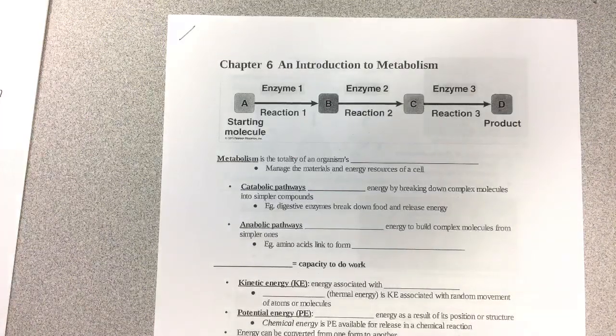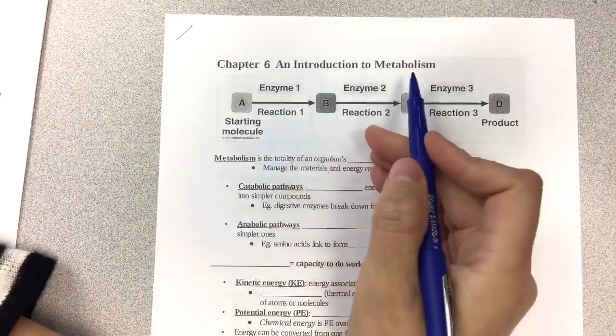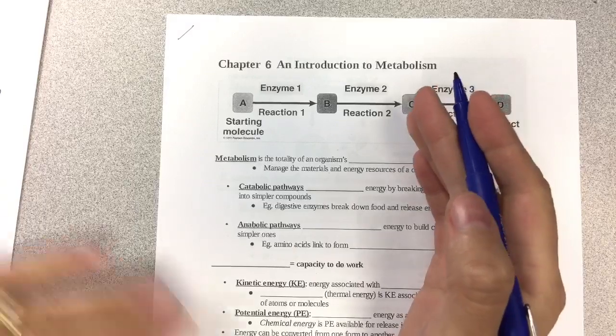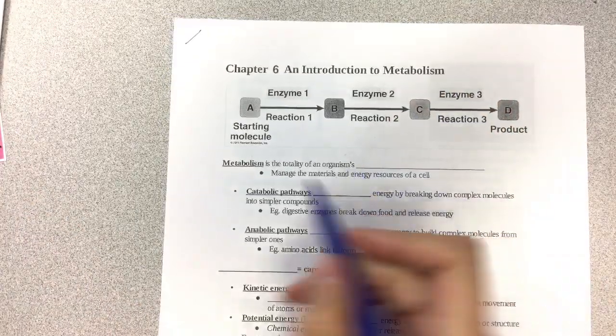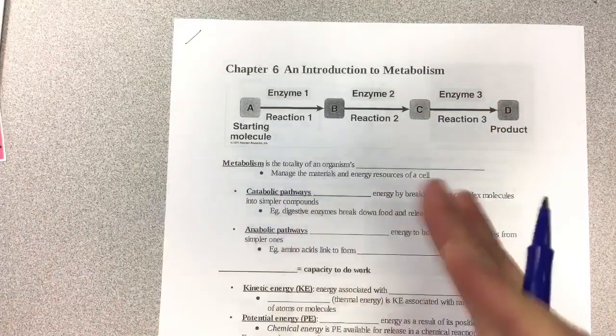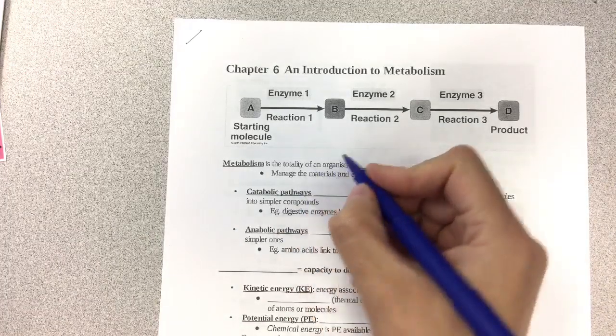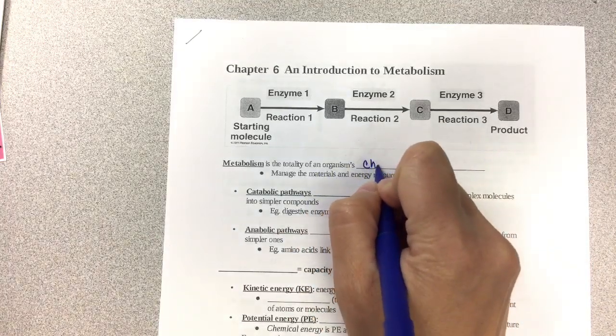Okay, so chapter 6, an introduction to metabolism. So metabolism is the totality, or the sum, of all of an organism's chemical reactions.